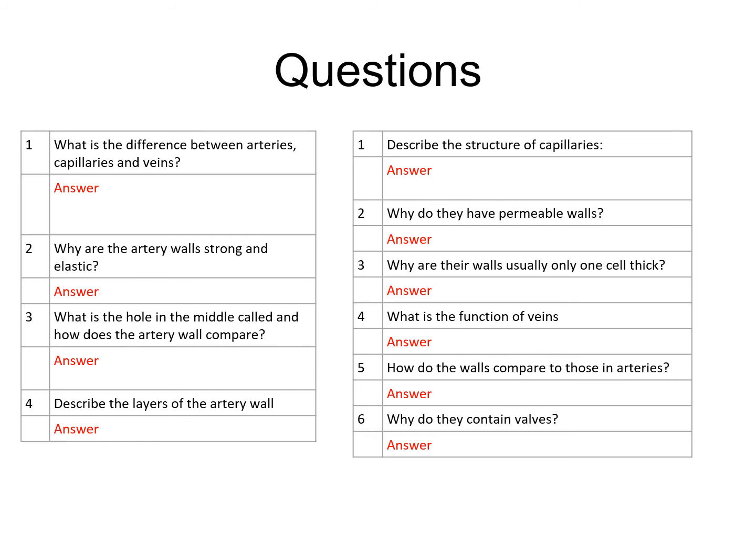And then in the second set, number 1, describe the structure of capillaries. Number 2, why do they have permeable walls? Number 3, why are their walls only 1 cell thick? Number 4, what is the function of veins? Number 5, how do the walls compare to those in arteries? And number 6, why do they contain valves? Pause the video now and then I will give you the answers.